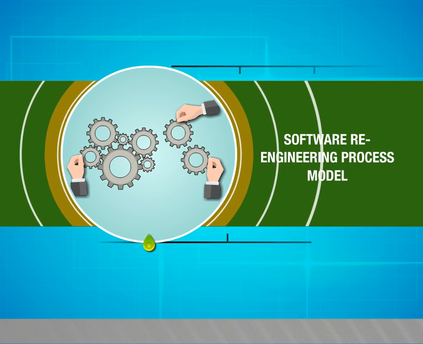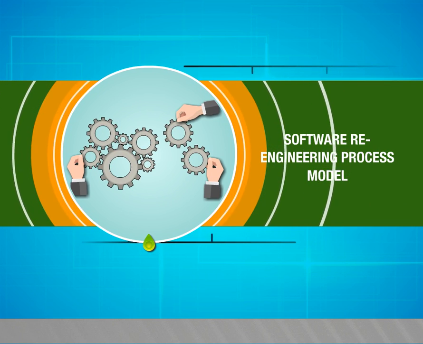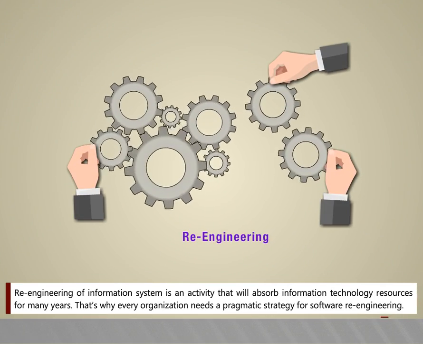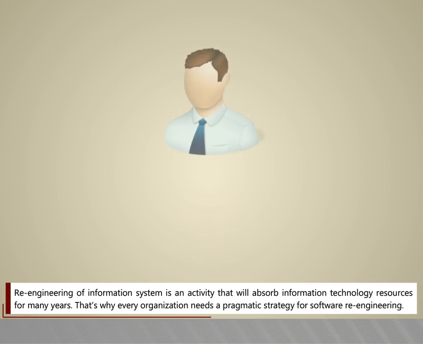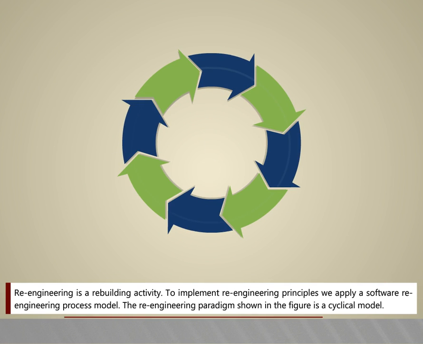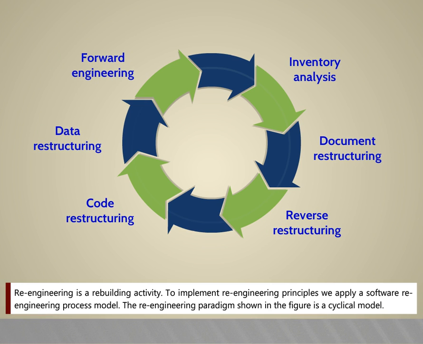Software re-engineering process models. In this video, we are going to see about software re-engineering process model. Re-engineering of information system is an activity that will absorb information technology resources for many years. That is why every organization needs a pragmatic strategy for software re-engineering. Re-engineering is a rebuilding activity. To implement re-engineering principles, we apply a software re-engineering process model. The re-engineering paradigm shown in the figure is a cyclical model.